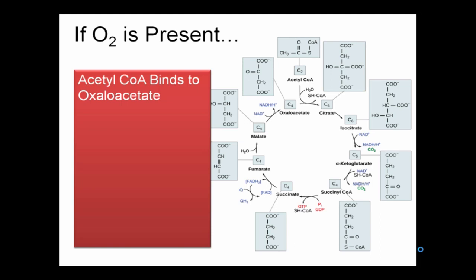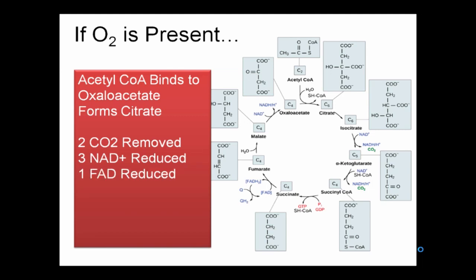So once we get acetyl-CoA, it's going to bind to oxaloacetate, which will form citrate. So oxaloacetate is a 4-carbon molecule, and we're adding a 2-carbon molecule to it, and we get a 6-carbon molecule. And we're going to remove 2 carbon dioxides, and we are going to reduce NAD+ into NADH, and we're also going to reduce FAD into FADH2.